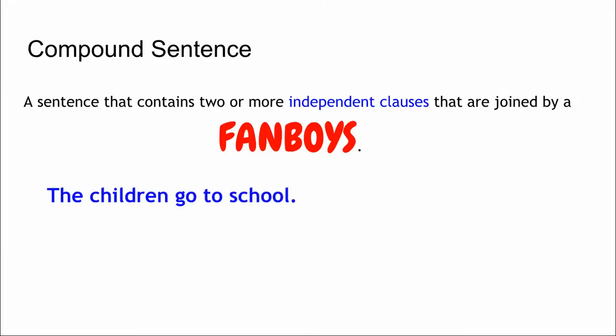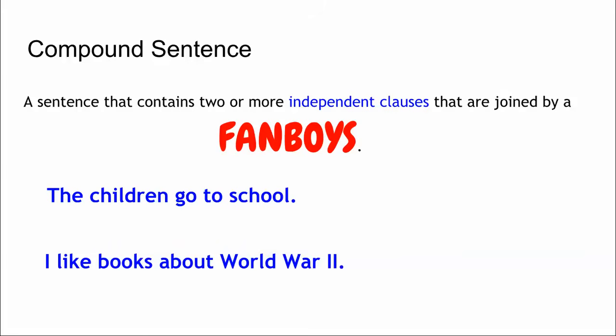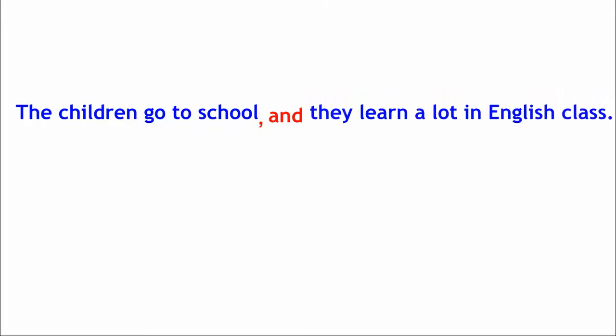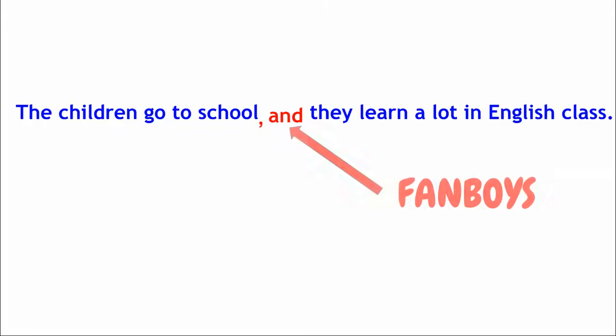Let's try it out. The children go to school. Oh, and there's that other sentence. I like books about World War II. Let's see if we can turn these into compound sentences. The children go to school, and they learn a lot in English class. There's our fanboys. There's that comma.